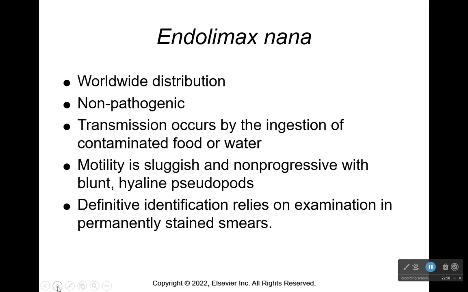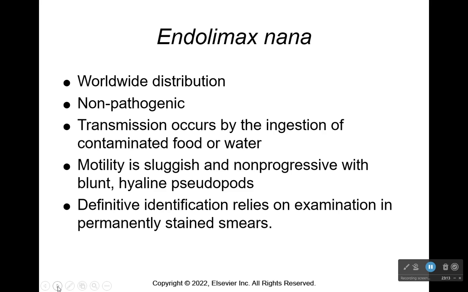Endolimax nana. This is another amoeba. Again, generally non-pathogenic. We find it in contaminated food or water, though also very sluggish motility. This one, the only way to definitively ID it is to do a stain smear. So you're not going to see it generally in a wet mount stool specimen.